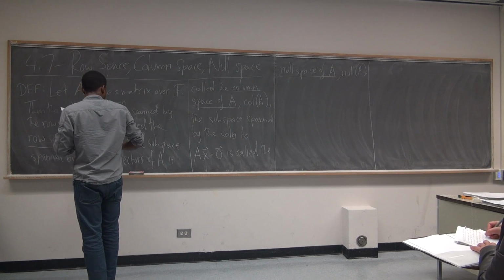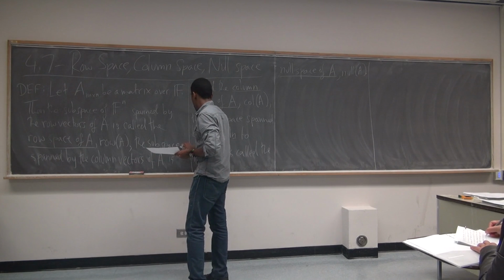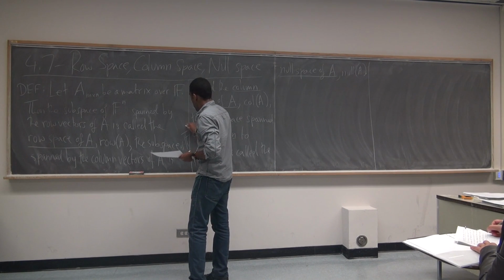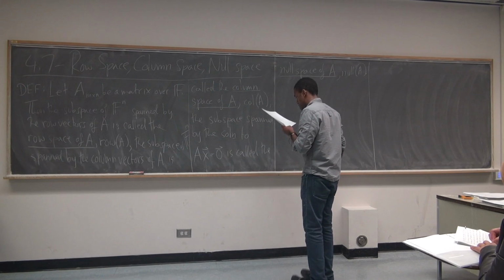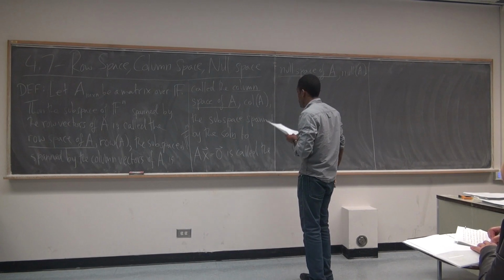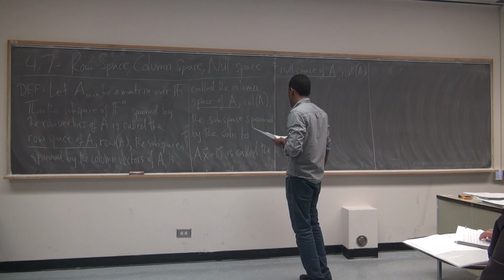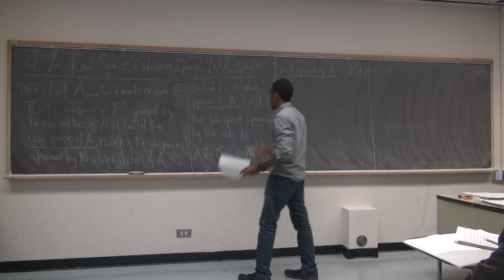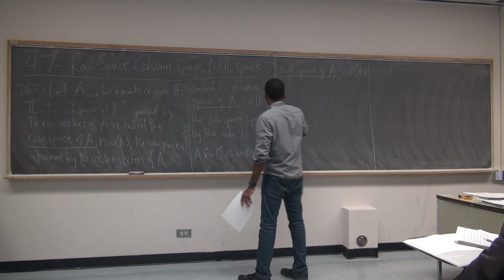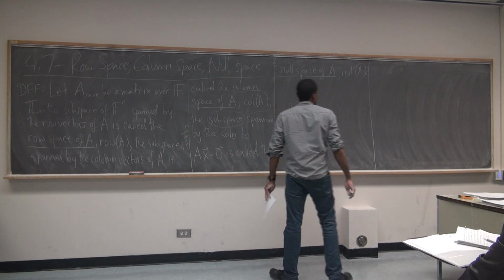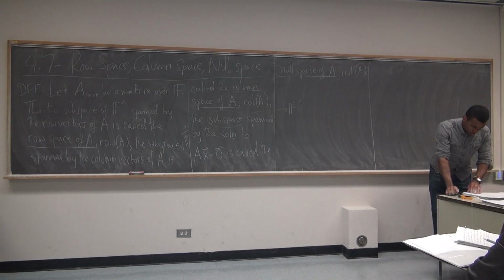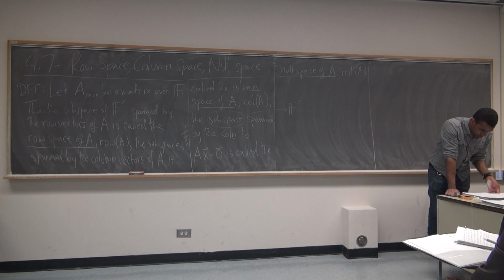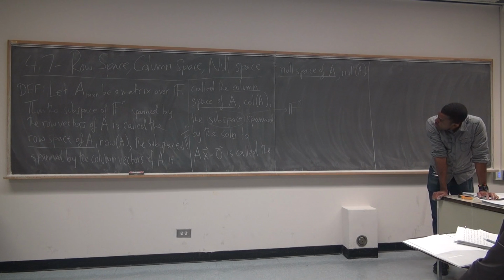This should be Fm. It's not always going to be the same. And this should be, I want to tell you where these guys live. This is actually Fn. We use row reduction to compute them, but I don't think we have time to do that. We'll pick up here next time.